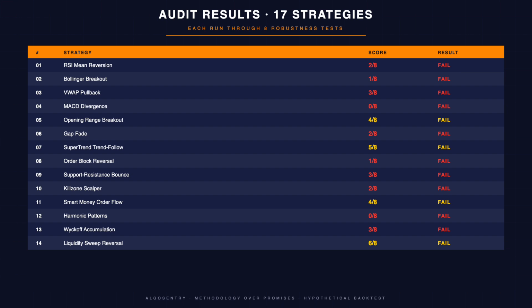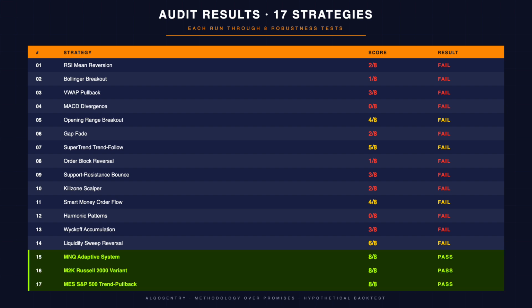Strategy 11. Smart money concept order flow. 4 out of 8. Strategy 12. Harmonic patterns. 0 out of 8. Strategy 13. Wyckoff accumulation. 3 out of 8. Strategy 14. Liquidity sweep reversal. 6 out of 8. Rejected. 3 strategies left.